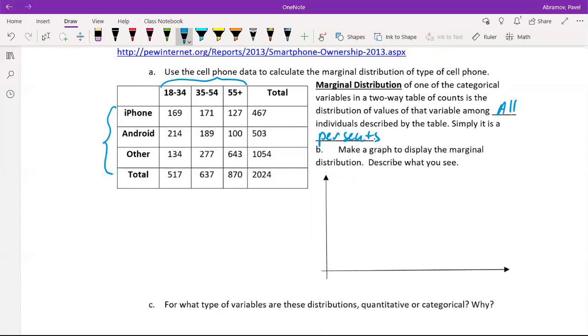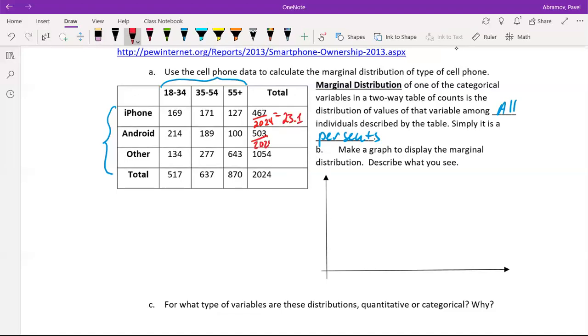So basically, the table that we see in front of us, that's called a two-way table. And when I'm finding the marginal distribution, I'm finding the percents of each type of the phone that's being used. So for that, I'm just going to take the total number of the particular phone users, and divide it by the total number of participants. And in this regard, we'll get 23.1%.